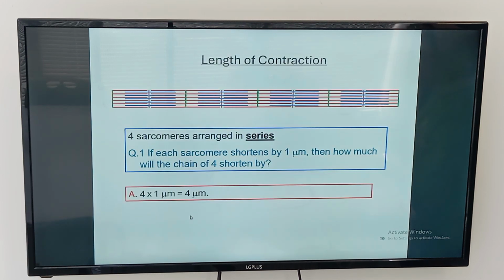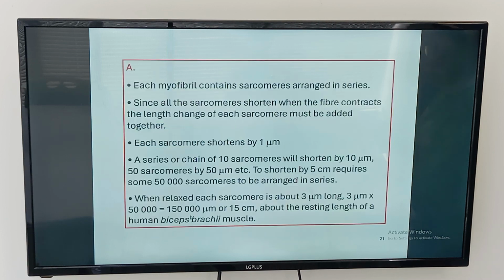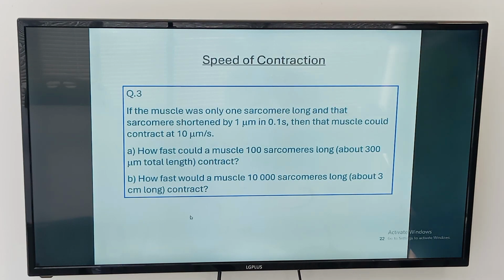These two questions were talking about the length of the contraction. This one will talk about the speed of the contraction. If the muscle was only 1 sarcomere long and the sarcomere shortened 1 micrometer in 0.1 second, then the muscle could contract at 10 micrometers per second.